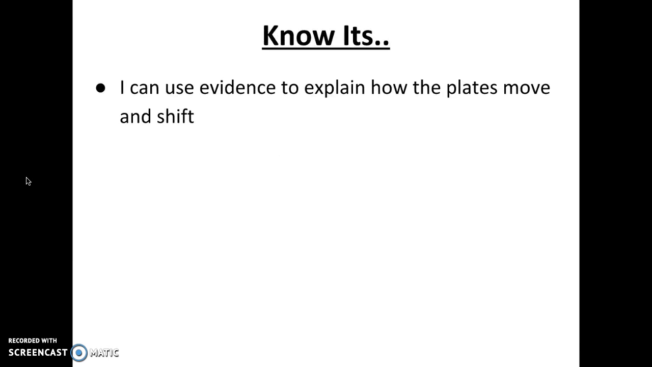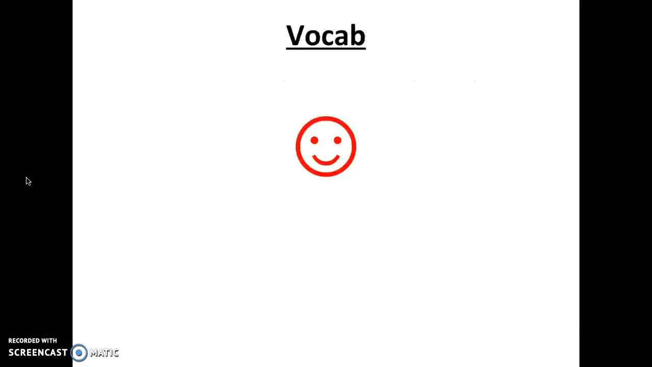As far as today is concerned as well, we're still just working on the tectonic tour, rather. And so we're working with this, know it, no vocab.